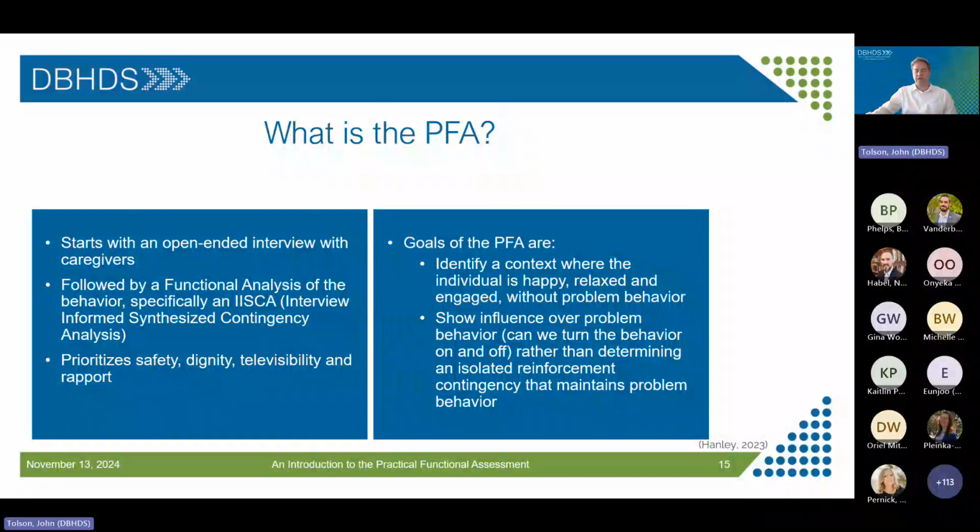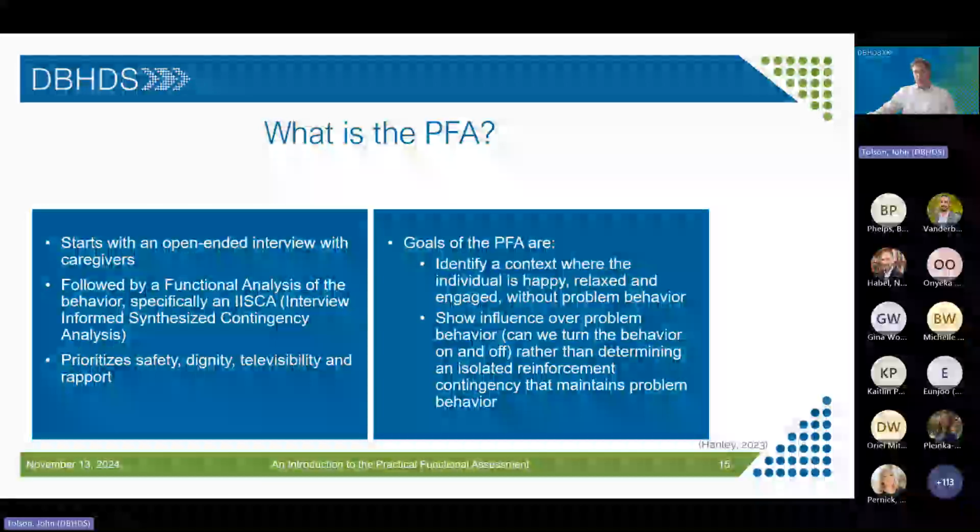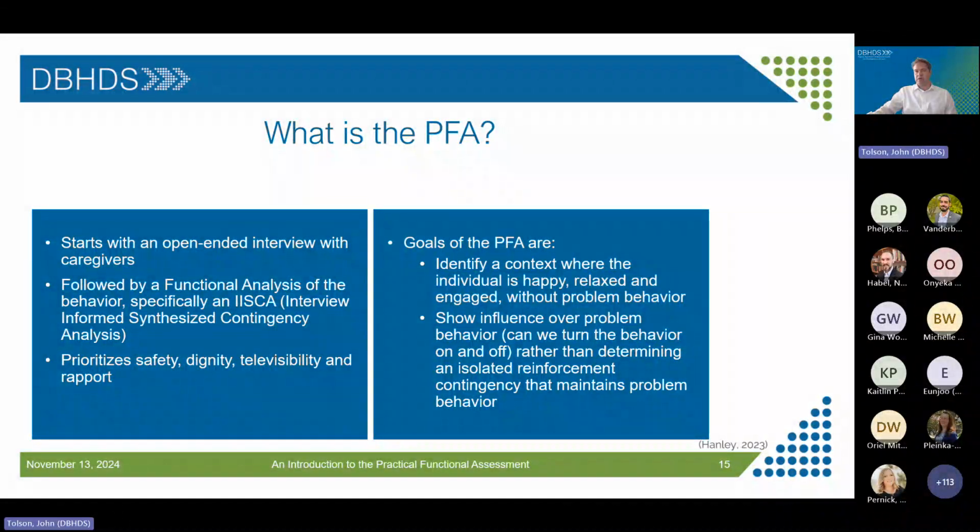All right, so what is the PFA? It is a process that starts with an open-ended interview with caregivers, or those who know the person best. Then, using the information from the interview, a functional analysis is conducted called an ISCA, Interview-Informed Synthesized Contingency Analysis. The priorities of the PFA are safety for all involved, dignity for the individual, televisibility, meaning would you feel comfortable if this was broadcasted for others to see, and establishing rapport with the learner and caregivers.